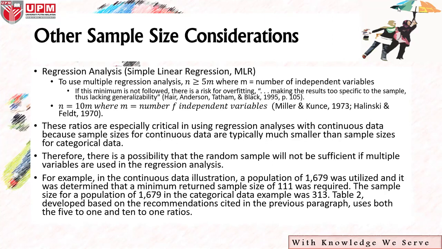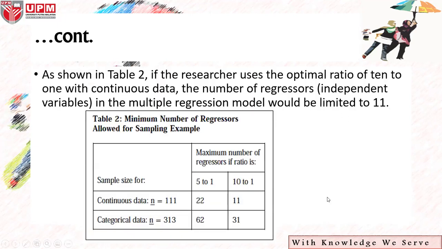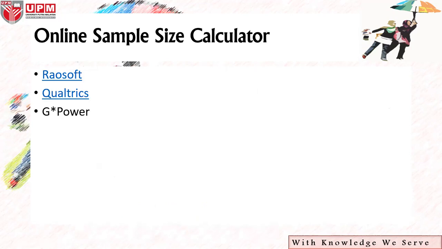Okay. And then this ratio is especially critical in using regression analysis with continuous data, because the sample size for continuous data is much smaller compared to categorical. And there is a possibility that the random sample will not be sufficient if multiple variables are used in the regression model. This one, no problem, this is a bit fast. This is another formula that you can refer to, which is what I want to highlight.